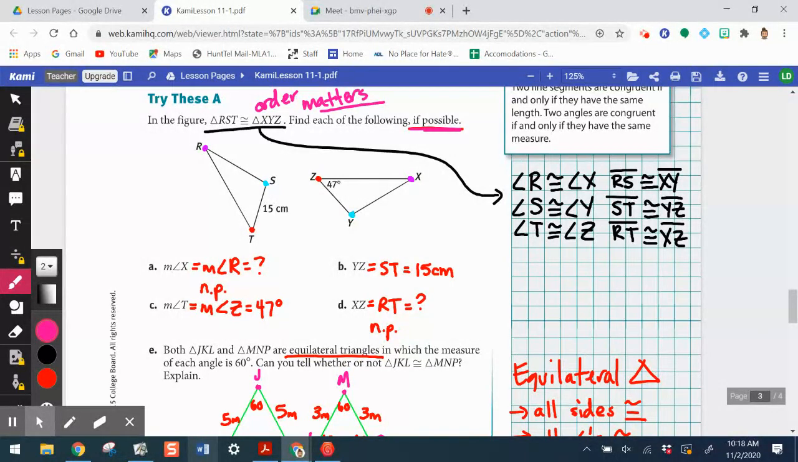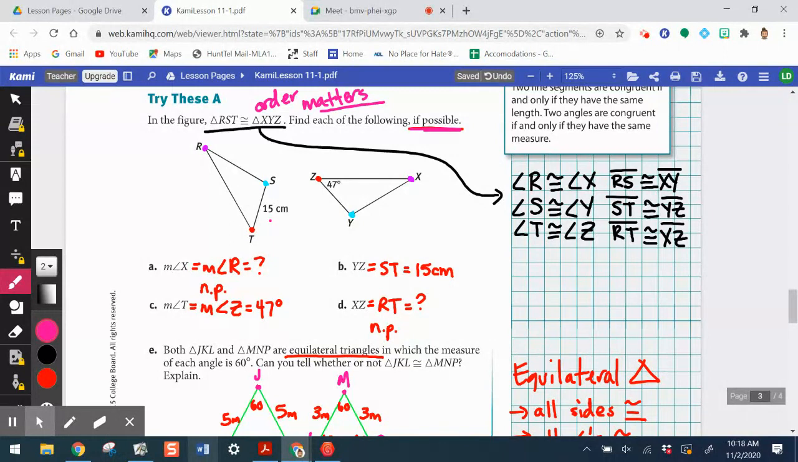But let's look at item B. Hopefully that makes a little bit more sense. We're asked to find the length of YZ. Well, we look at this triangle and we don't know the measurement, but we know that YZ is the same length as ST because of this statement, and they tell us that the length of ST is 15 centimeters. So the length of YZ has to be 15 centimeters as well. This is the transitive property if you really want to look at it that way. If YZ is equal to ST and ST is equal to 15 centimeters, then YZ is 15 centimeters.